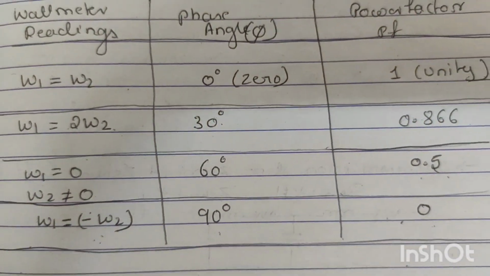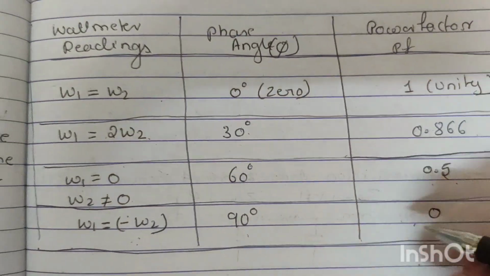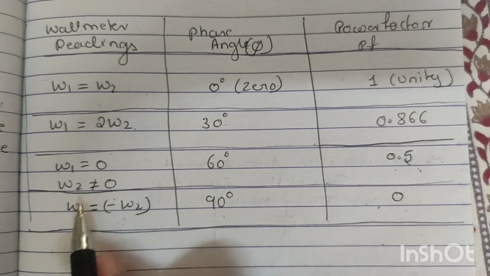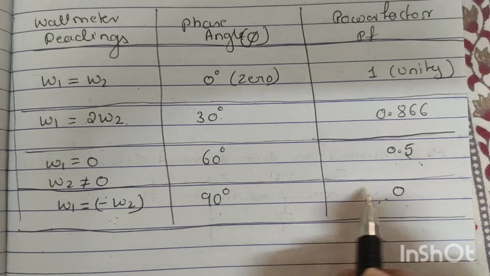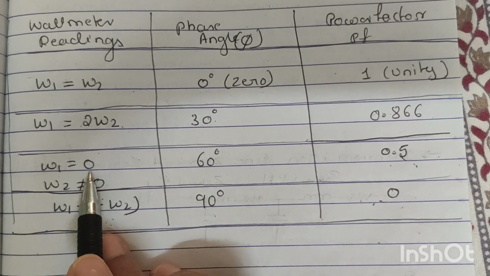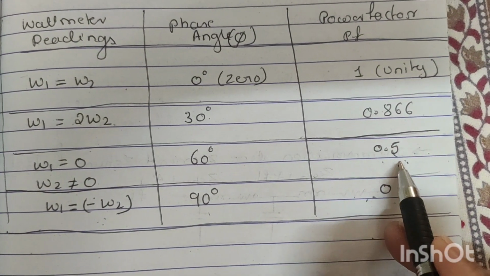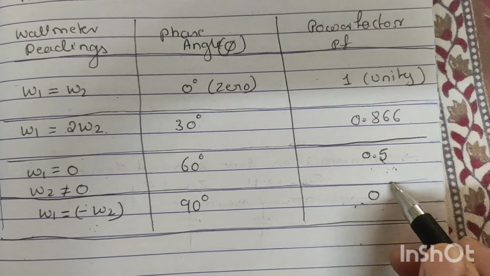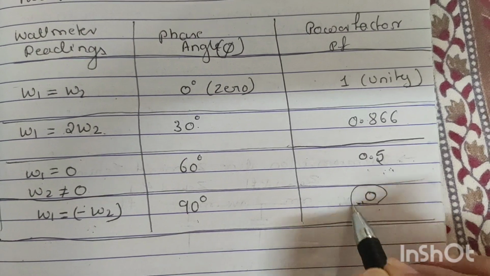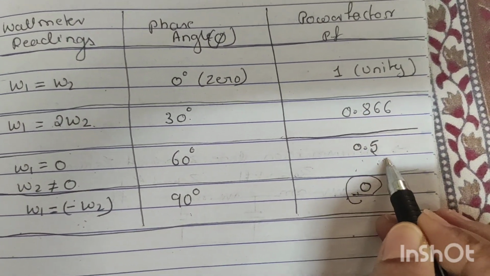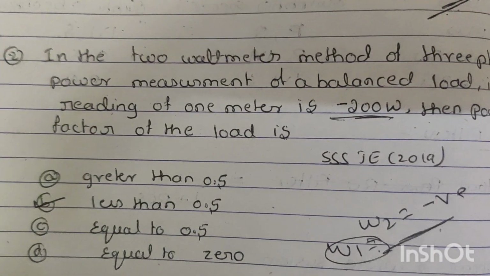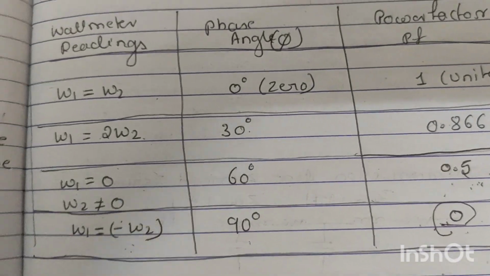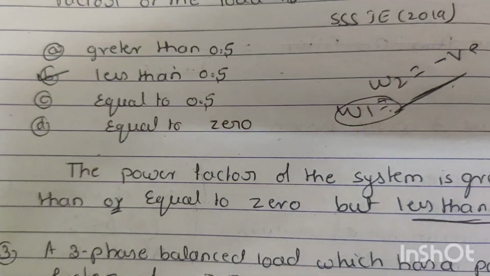The only thing they have given is the negative reading. So in these two options only we can select: it is not equal to W1 and it is not equal to 0. If it is equal to W1 we could select 0. If they had given that W1 is equal to 0 we could select 0.5. They have not mentioned anything about W1, so we can easily say the power factor will be maybe equal or greater than 0, but less than 0.5. They have only given less than 0.5. So we are selecting option B, less than 0.5.